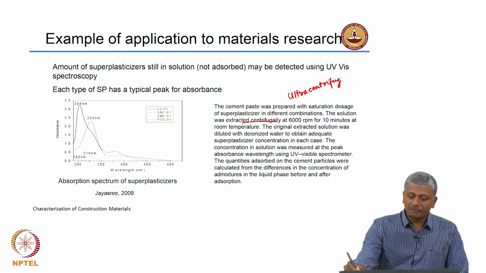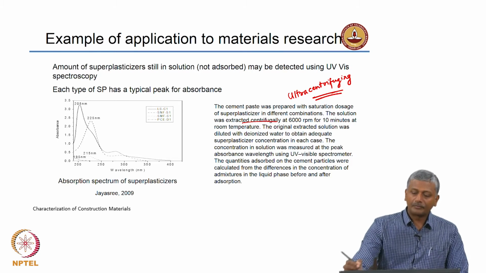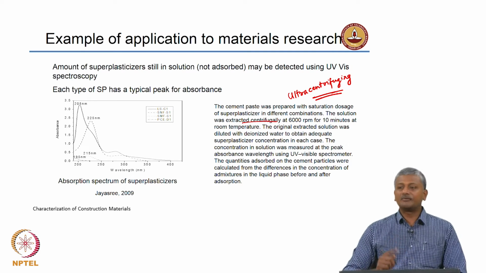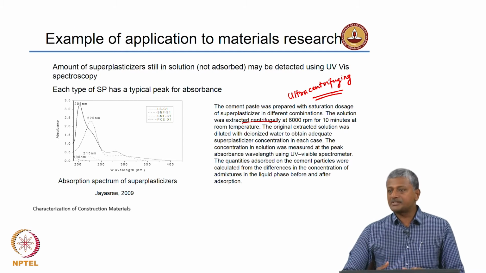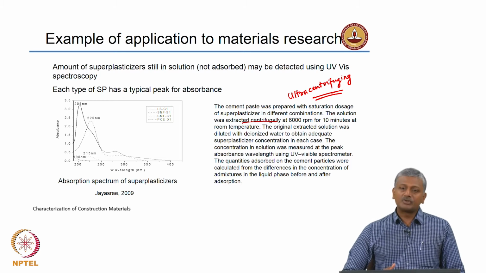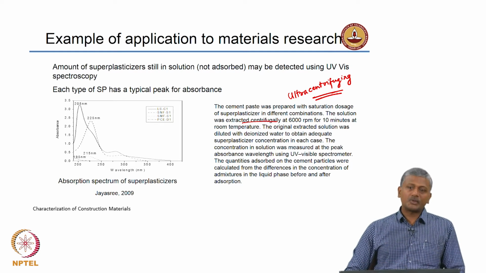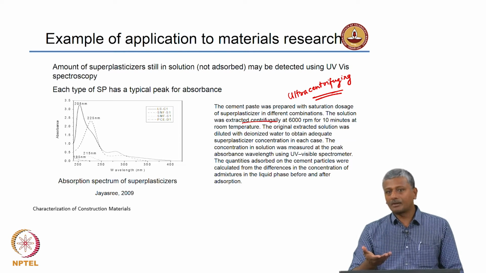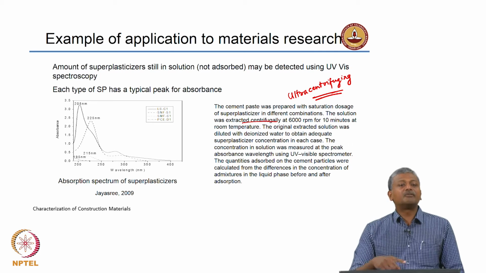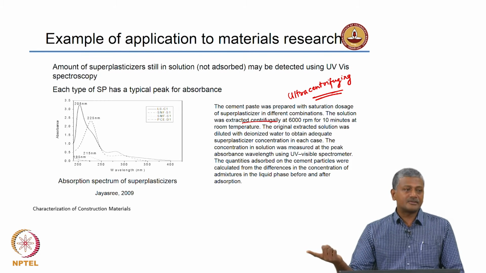What is the principle of centrifuging? You rotate at very high speeds so that you can separate the solid and liquid phases. So right after cement paste is mixed with the superplasticizer and the water, you do this ultracentrifuging to remove the solution, which will essentially contain water mixed with your superplasticizer. You repeat this experiment after 1 hour of mixing water and superplasticizer into the cement.